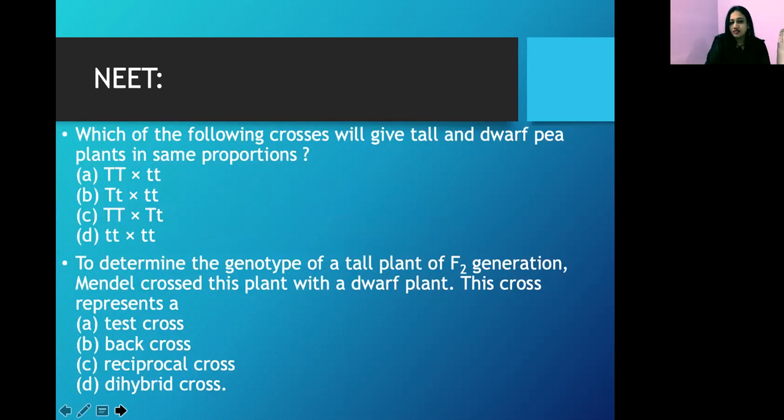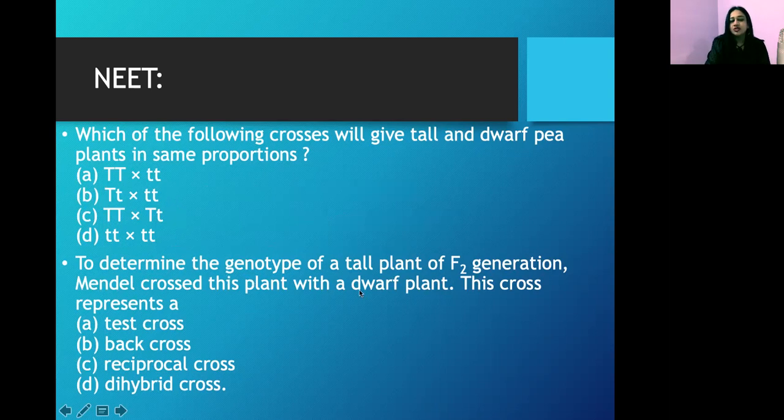Which of the following crosses will give tall and dwarf pea plants in the same proportion? That means 50% tall and 50% dwarf. No doubt, when we get 50-50, that means the dominant parent is not purely dominant. So we have to check where is that heterozygous. So check here, capital T, capital T, no way. We do get all tall. Capital T with small t, yes, definitely. Then capital T, capital T with small t, no. Here also we do get tall. Then small t, small t, all will be dwarf. So the answer will be B.